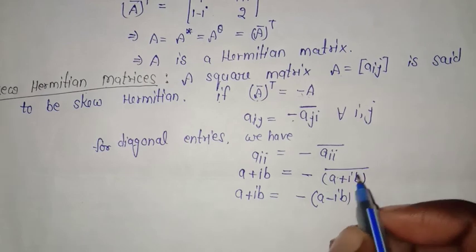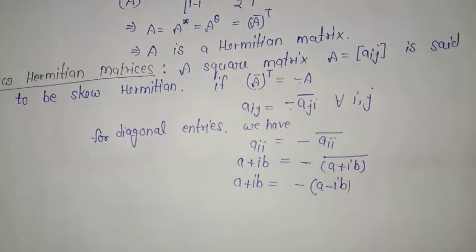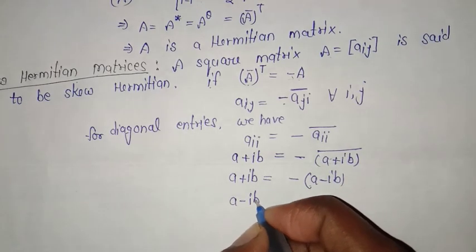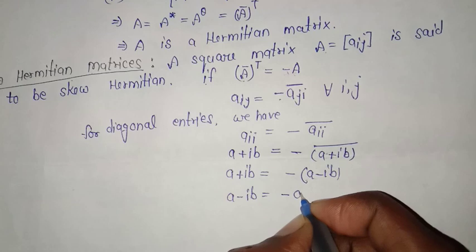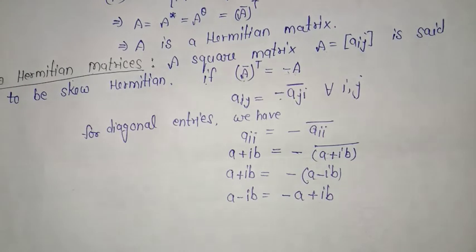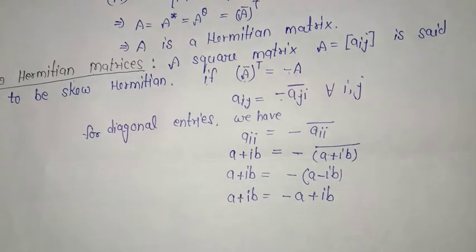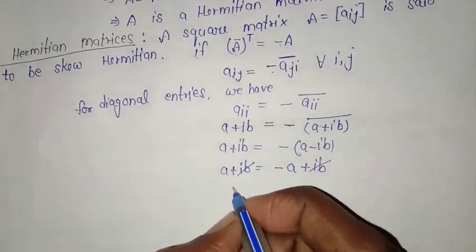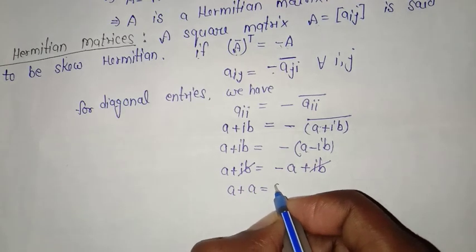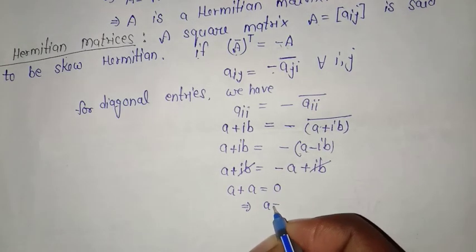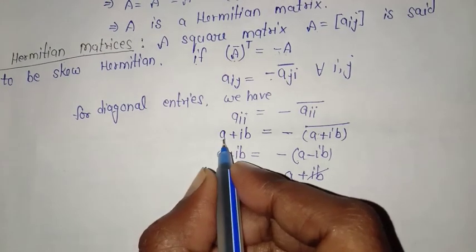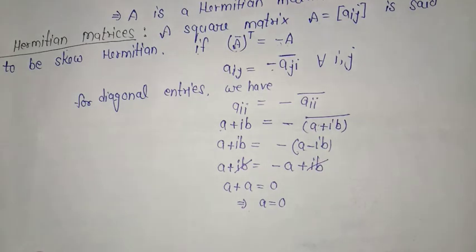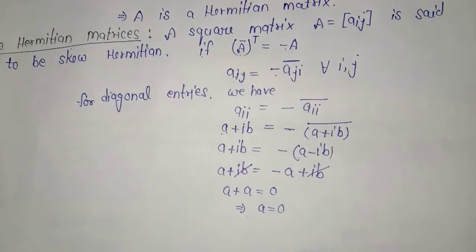So i becomes minus i, and this becomes a minus ib. Now if I distribute the negative over these elements, this becomes minus a plus ib. So iota b cancelled out, and from here we get a plus a equal to 0. This implies a equal to 0. Now a was the real part of the complex number. So from here we get that on the diagonal entries, the real part of the complex number becomes 0.